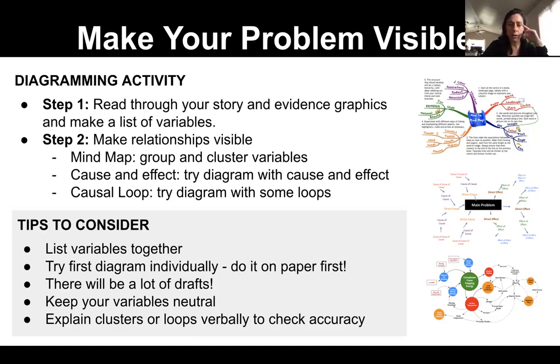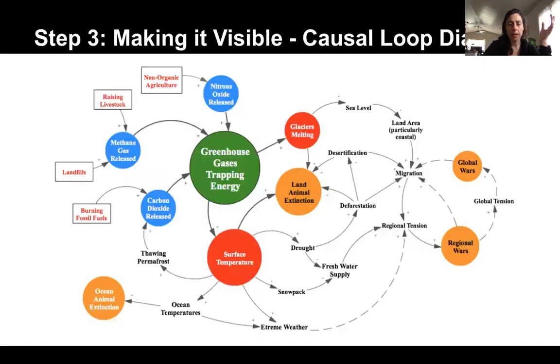One other thing we recommend as you move into causal loop diagramming and cause and effect diagrams is to keep your variables neutral. So what do I mean by that? Let me go back for a second. You can see here that it doesn't say more landfills or more burning fossil fuels. It just says burning fossil fuels.